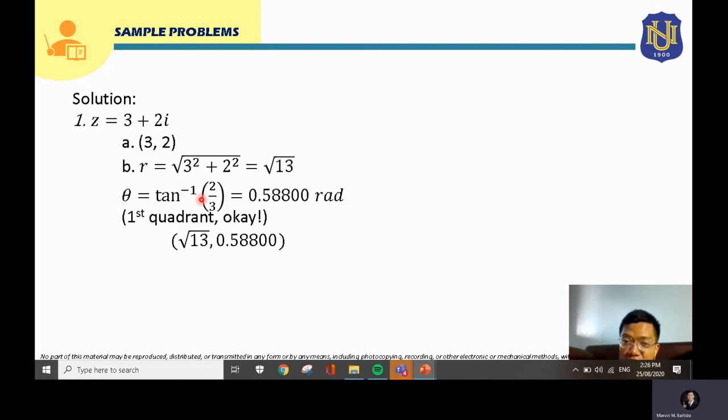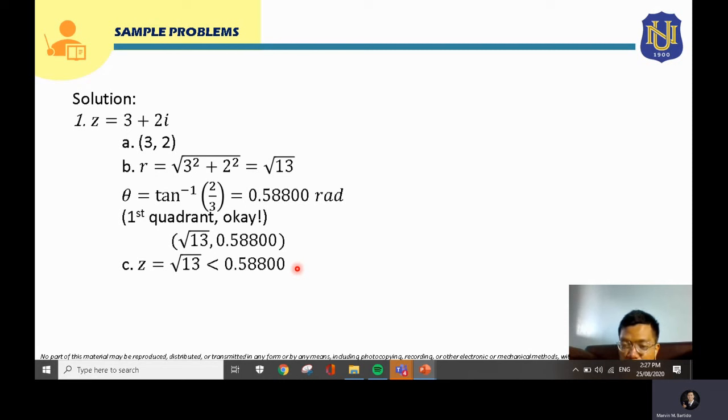So meaning to say, we need r and theta. We already solved the value of r and theta. We just substitute it to the polar form of a complex number, which is r angle theta. So your r here will be square root of 13 angle, and your theta will be 0.58800. So this will be the polar form of this complex number.